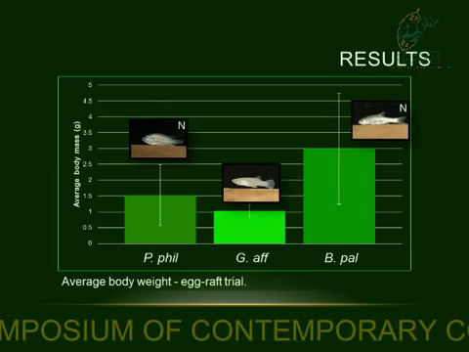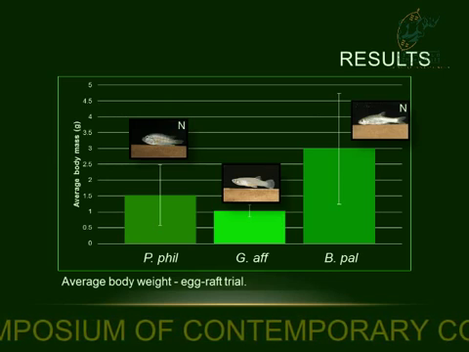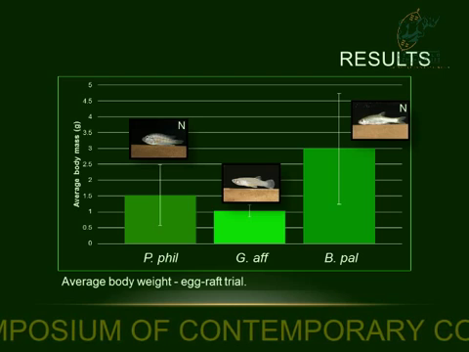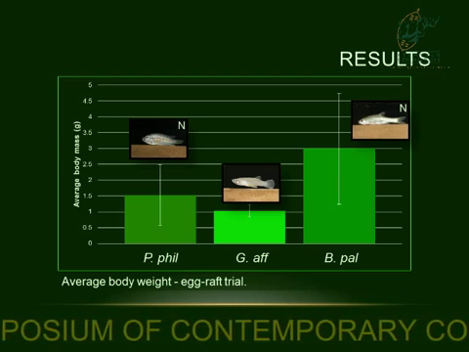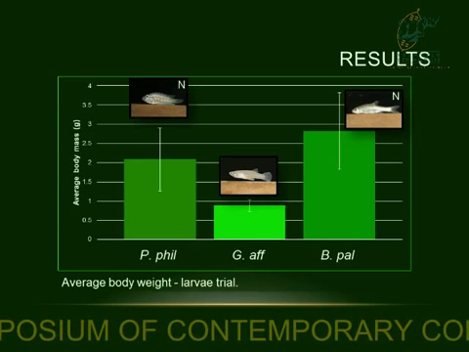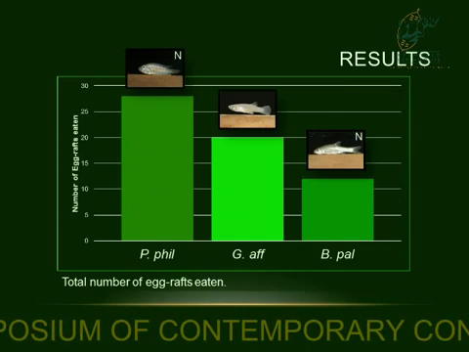Now, this graph represents the average body weight for the 10 individuals used during the egg raft trial. Here it can be seen that Barbus paludinosus were the largest and Gambusia affinis the smallest of the three. The same relationship between the three species was seen for the individuals used in the larvae trial.